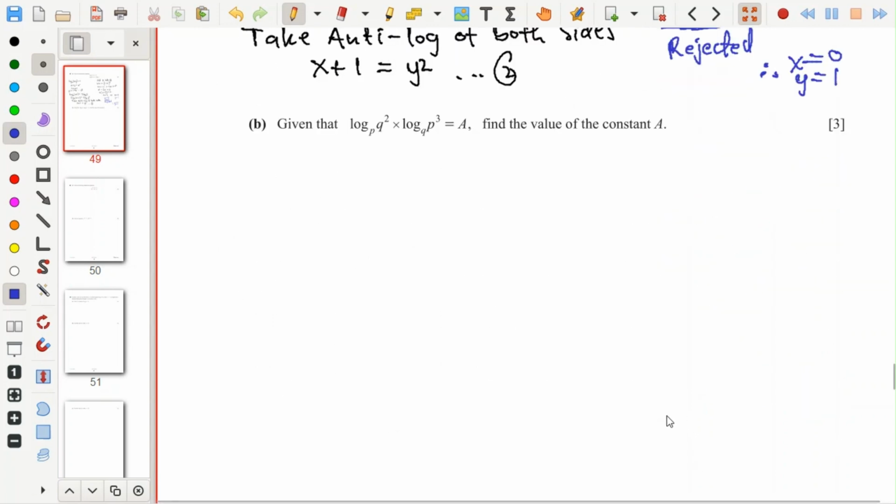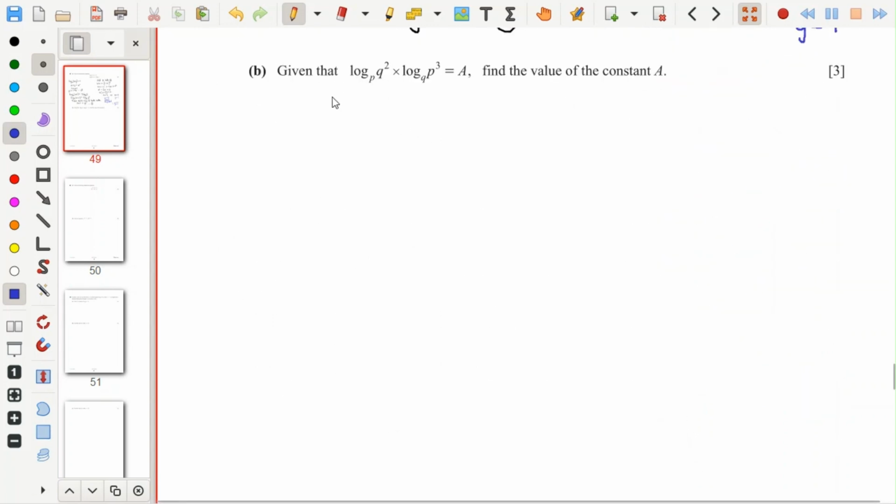Let's look at this one. Okay, so this is change of base. I'm going to change to base P. Both of them must have the same base before you can solve them. So let me bring arguments over base. What is your base?